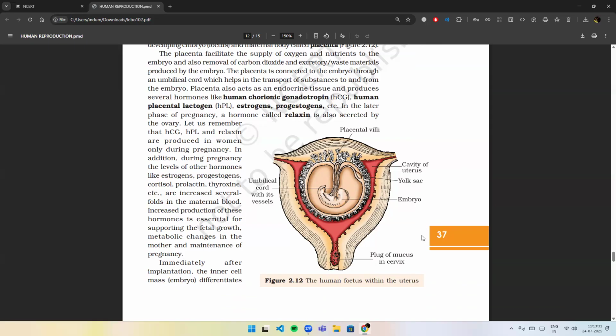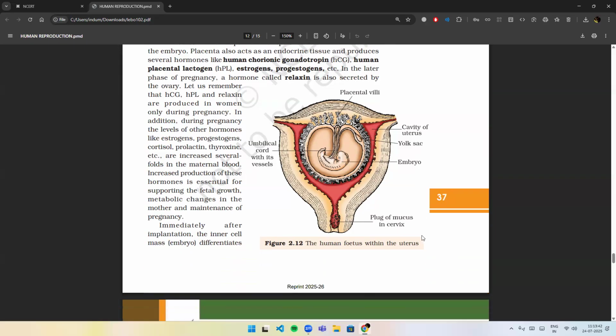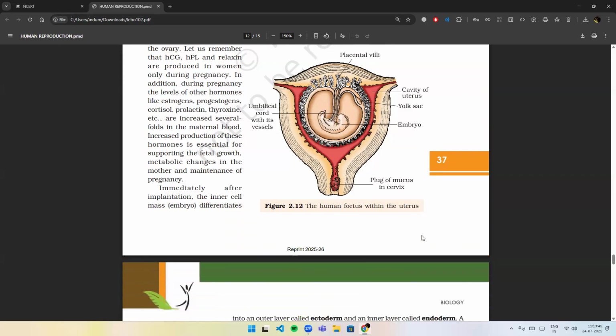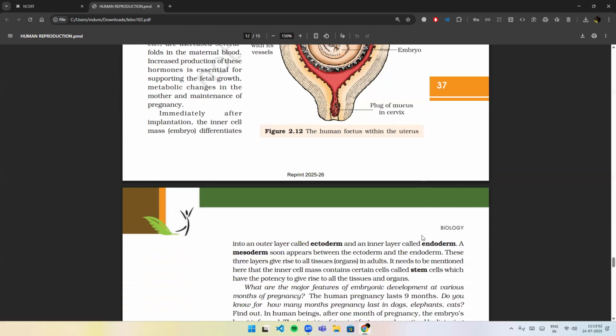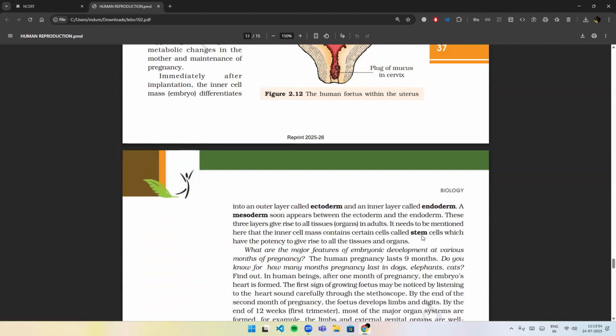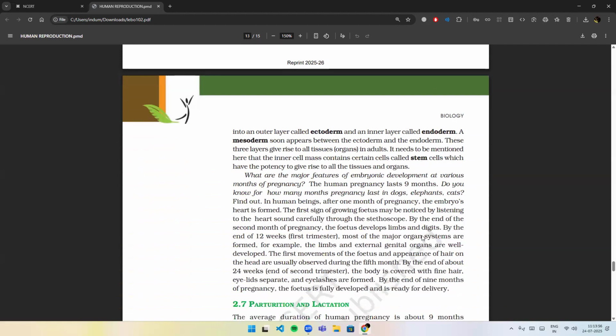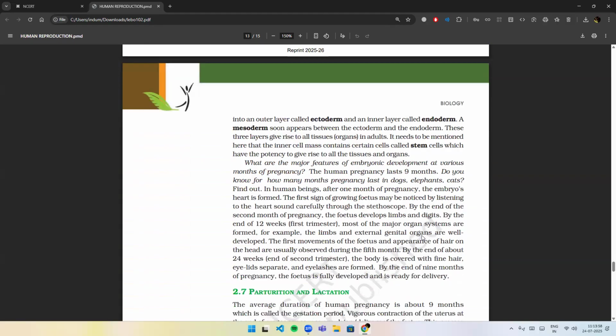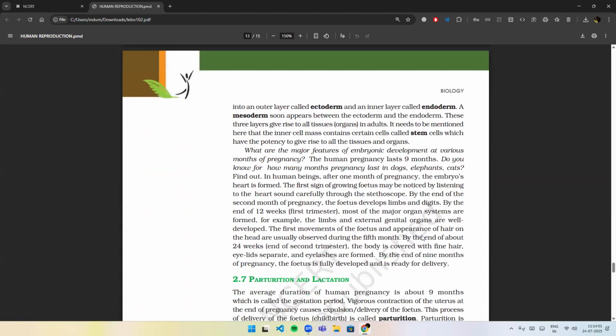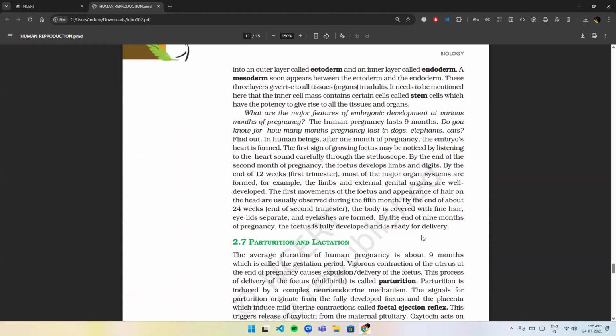In addition, during pregnancy, the levels of other hormones like estrogens, progesterones, cortisol, prolactin, thyroxine, etc. are increased several folds in the maternal blood. Increased production of these hormones is essential for supporting the fetal growth, metabolic changes in the mother, and maintenance of pregnancy. Immediately after implantation, the inner cell mass embryo differentiates into an outer layer called ectoderm and an inner layer called endoderm. A mesoderm soon appears between the ectoderm and the endoderm.